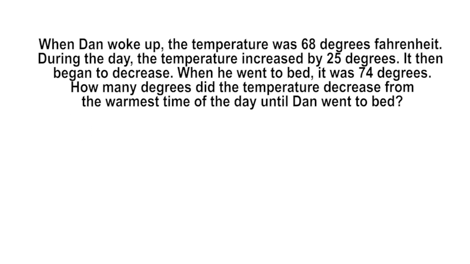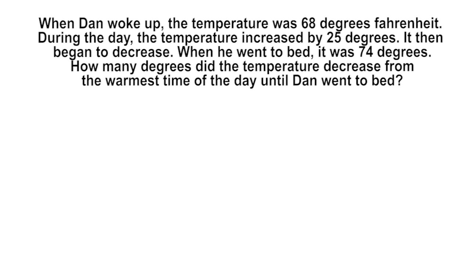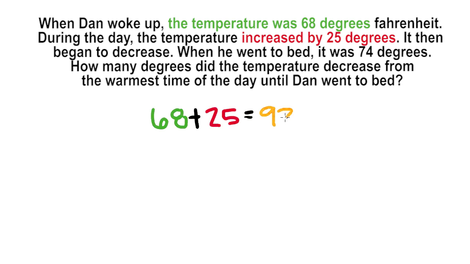Our first step is to find how warm it got during the day. When Dan woke up, the temperature was 68 degrees. It increased by 25 degrees. We then can add 68 plus 25 to total 93. The warmest part of the day was 93 degrees.